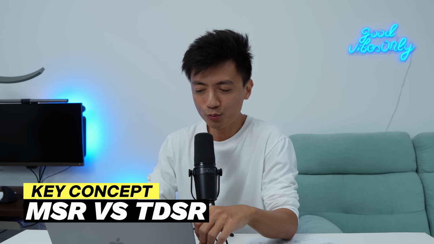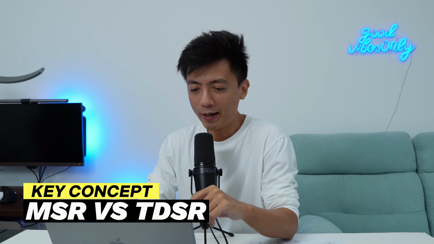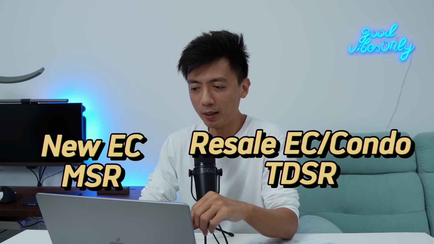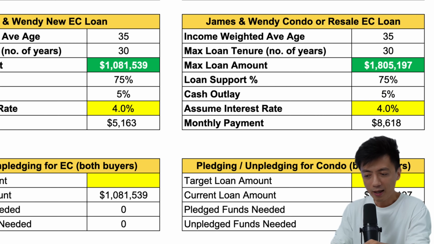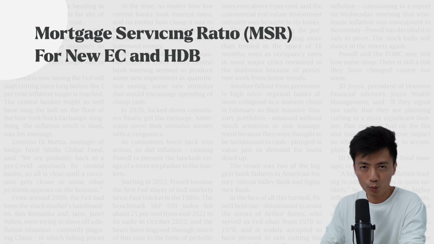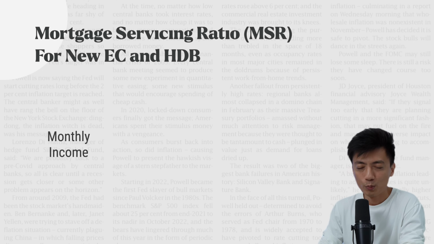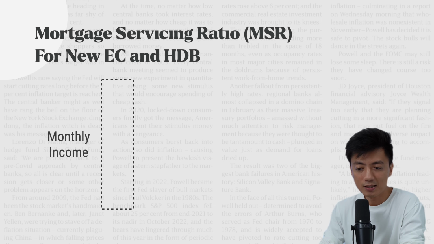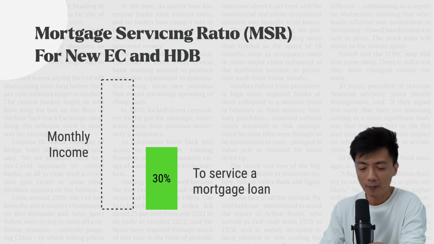The second concept I want to go through is the difference in loan when buying a new EC versus when you're buying a resale EC or a condo. This Excel tool also provides an estimate if James and Wendy were to buy a condo or a resale EC. And if you notice, this loan is much higher at $1.8 million. And the reason for this difference is that buyers of a new EC come under this framework called the mortgage servicing ratio, which stipulates that buyers who are buying a new EC and also an HDB for that matter can only use a maximum of 30% of their monthly income to service a mortgage loan.